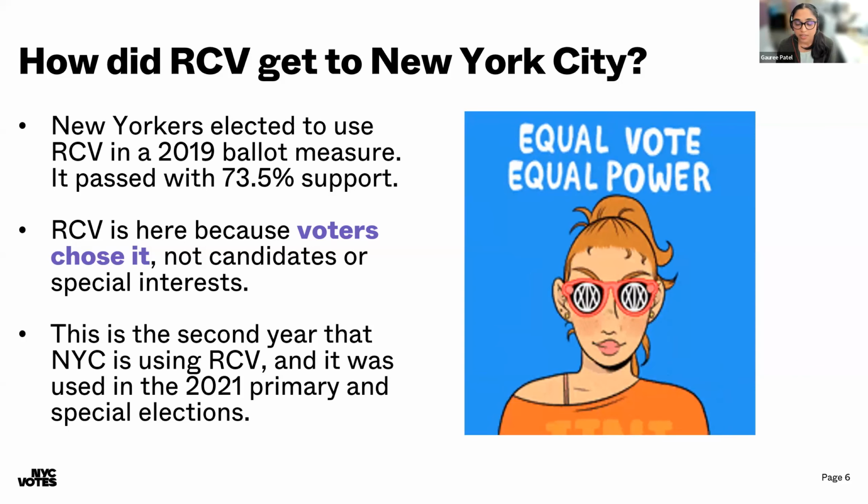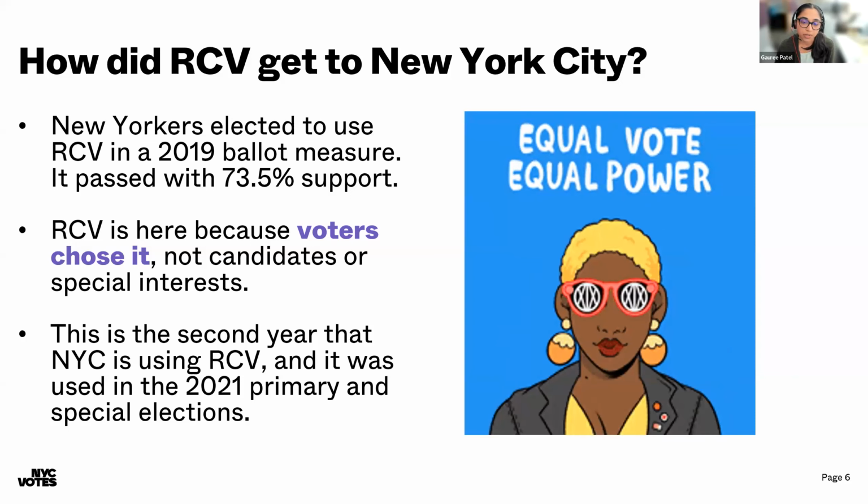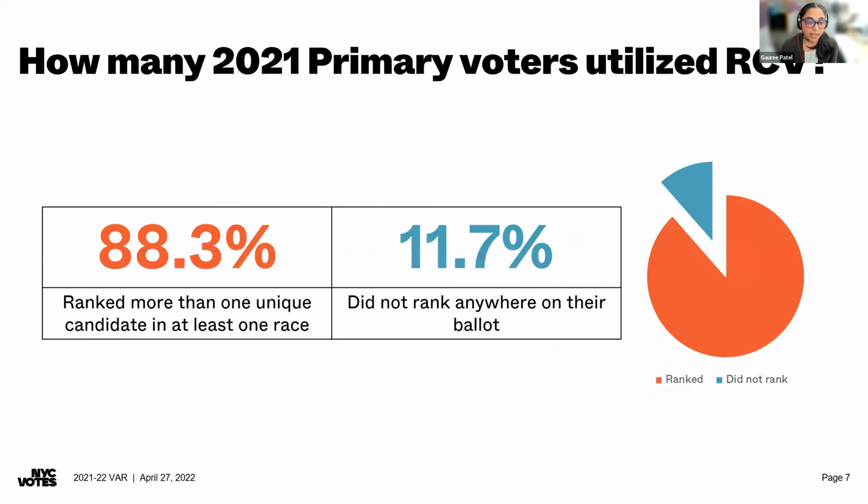So this is, of course, the second time, as you may know, that we're using ranked choice voting here in New York City. The first time we used it was in 2021 during our primary and special elections. So back in 2021, we saw that ranked choice voting was highly adopted by a lot of voters, with 88.3% of voters using the ranking structure on their ballots to rank different candidates that they were going to vote for. So we saw a great rate in which people were using ranked choice voting. We're excited to share more education and information for this time around.